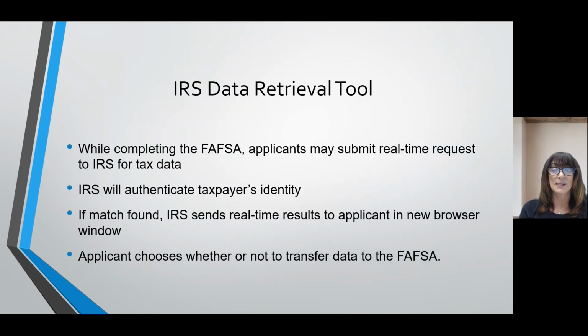There is the IRS Data Retrieval Tool within the FAFSA. While completing the FAFSA, applicants may submit real-time requests to the IRS for tax data. The IRS will authenticate the taxpayer's identity. If a match is found, the IRS sends real-time results to the applicant in a new browser window. The applicant chooses whether or not to transfer data to the FAFSA.